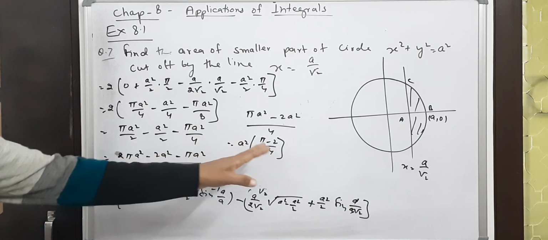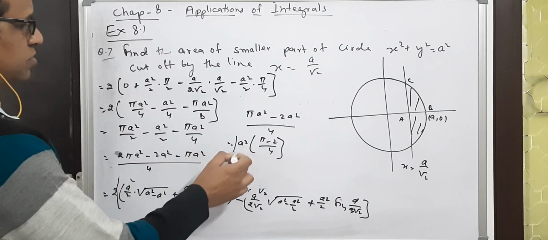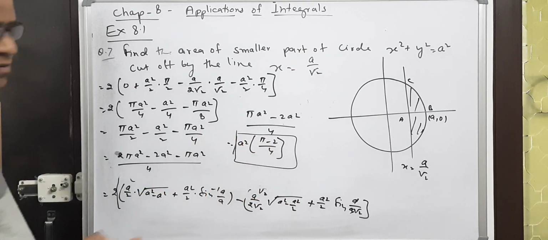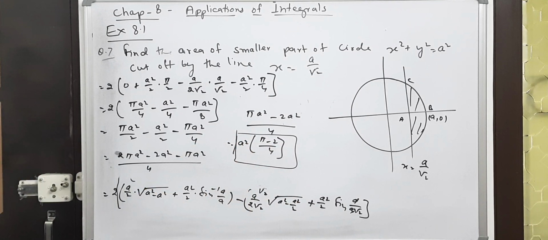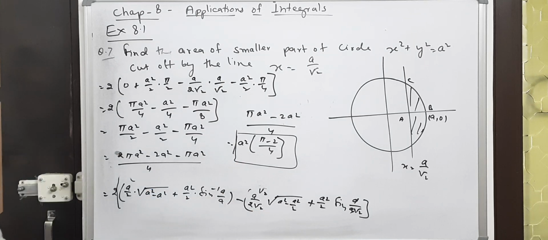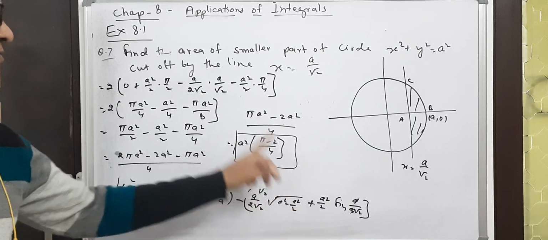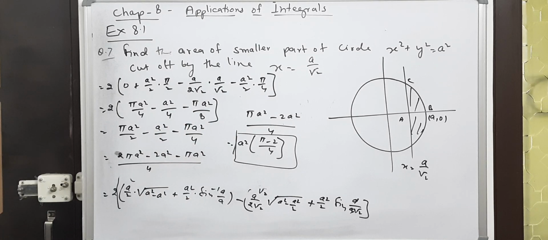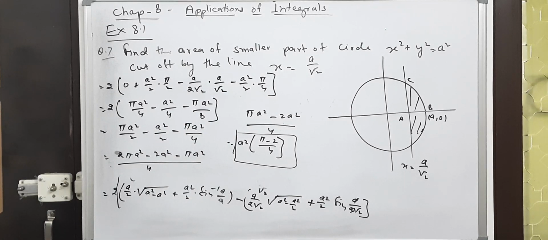So in this way we can find the area of the smaller part. This is one of the complicated sums, but if you do it step by step, you can get the answer. Do the practice of this. Be very careful about the signs. Whenever we open the bracket, sign will change, as I have seen in this particular problem. So I hope this part is clear to you.